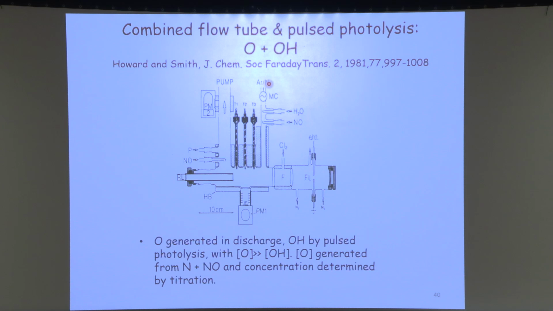And the O atoms here are generated, wow, this is wild, by N atoms. So the microwave discharge is actually breaking nitrogen gas into N atoms. The N atoms react with NO, make N2, and that spits out an O atom, and that's the way that the O atoms are formed. And then the water's coming in to get photolysed by the laser so it can make OH. So whoever these guys were, this was back in 1981. They were pretty brave, and they did this complicated experiment.